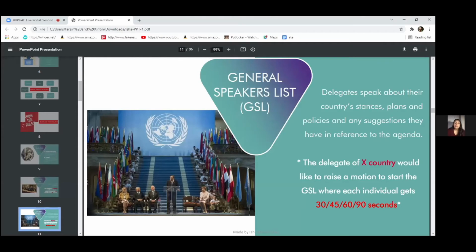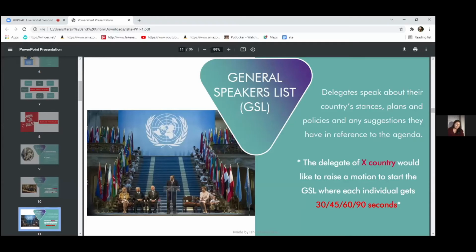To raise a motion for the general speakers list, you say, the delegate of X country would like to raise a motion to start the GSL, where each individual gets a particular number of seconds. Usually the default time for GSL is 90 seconds. But if you feel, looking at your committee, that the time should be less, you can do that as well.